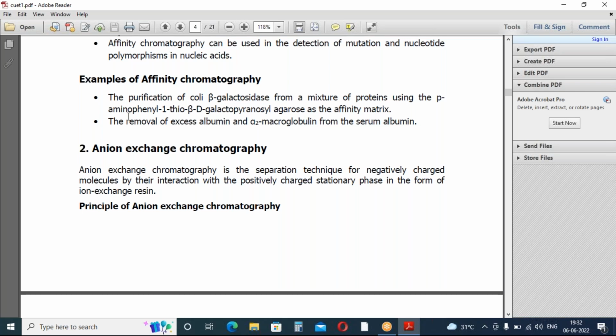Understood, ma? In anion exchange chromatography, what is the charge of the stationary phase? What is the charge of the stationary phase? Negative.